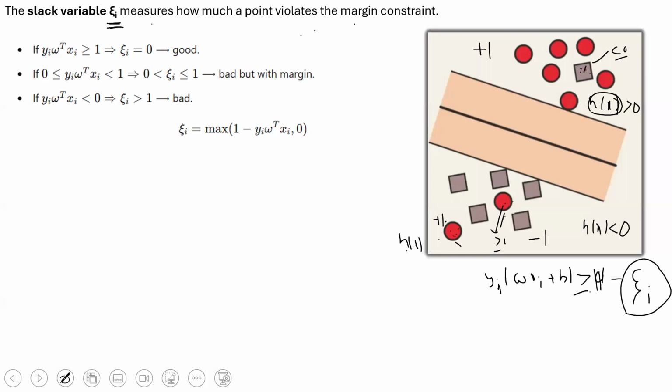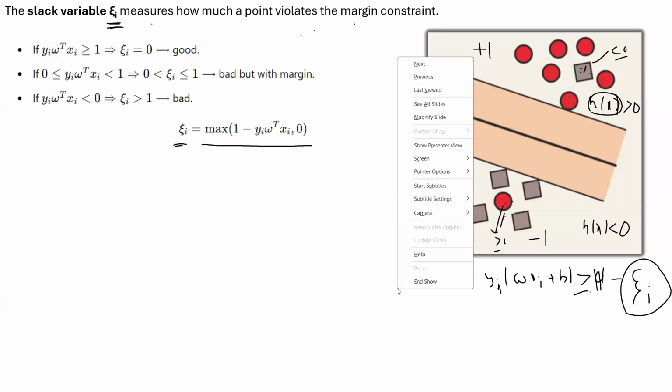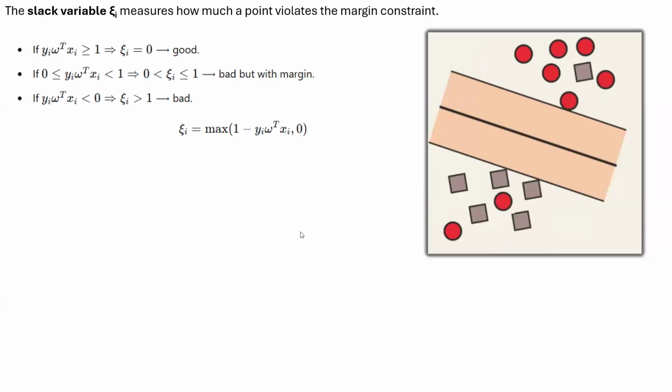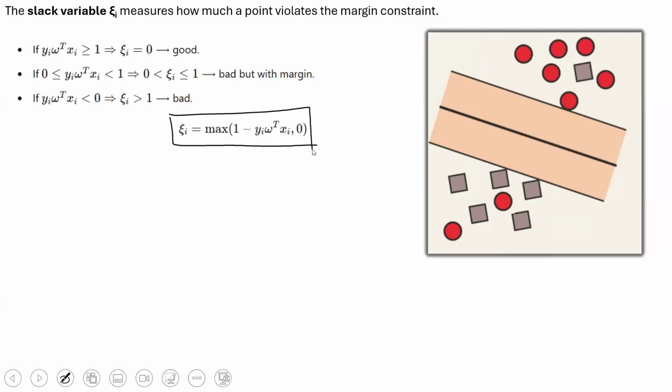How do we calculate the slack variable? The slack variable is nothing but the maximum of 1 minus yi w transpose xi, comma, 0. Whichever is maximum, we take that particular value. Okay, now let's take this case. Let's go back, erase everything, and come back to a fresh screen. Now we understood slack should be calculated like this, which is the maximum of 1 minus yi w transpose xi or 0.